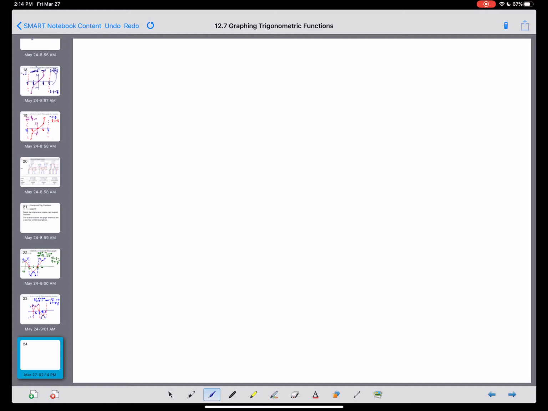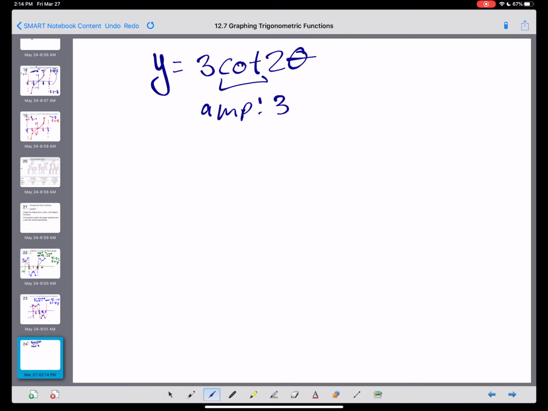Okay, moving on to the next one. I want to teach you guys how to do y equals 3 cotangent of 2 theta. So we're doing cotangent. Cotangent is a little janky, for sure. It's a little weird. Nothing changes: amplitude's still 3. Your period is going to follow the period of tangent, which is pi over b. So it's pi over 2 for this.